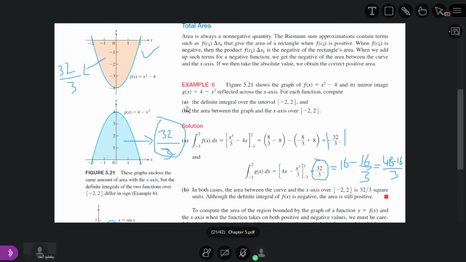Okay. Next we have the function f of x is equal to sine x, and we have to find the area between the graph of this function and the x-axis. If we draw the graph of the following function, we have the following graph. At 0, sine is equal to 0. At pi by 2, sine is maximum.